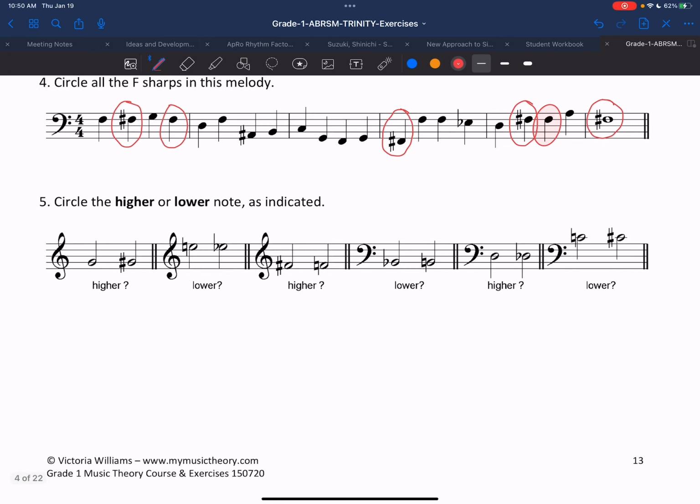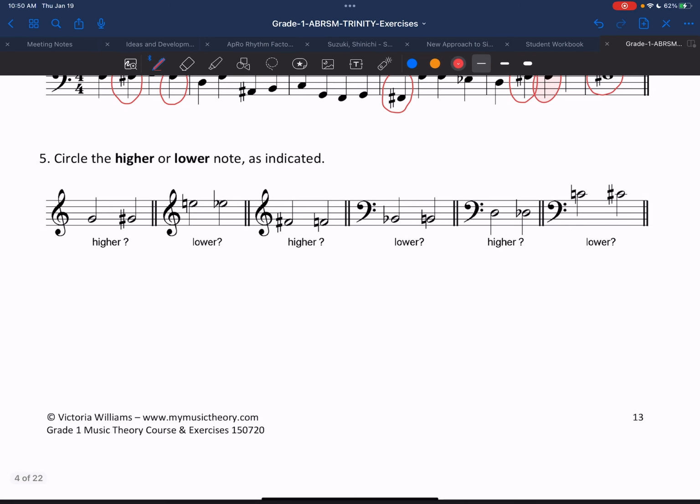Then our final question is to circle the higher or lower note as indicated. So in our first example, in the treble clef, the G sharp is higher than G natural. E flat is lower than E natural. And F sharp is higher than F natural. In the bass clef, B flat is lower than B natural. D natural is higher than D flat. And our last question, C natural is lower than C sharp.